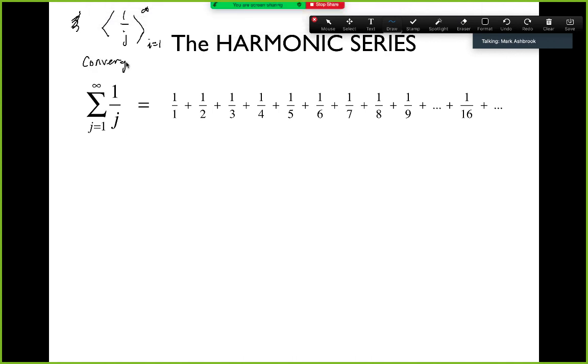So, converges to 0, right? So, why? Because the denominator just gets big, right? And this is a p sequence, right? P sequence with p equal to what? 1. P equals 1. P equals 1, greater than 0, converges, right? That's our p sequence with p equals 1, greater than 0.